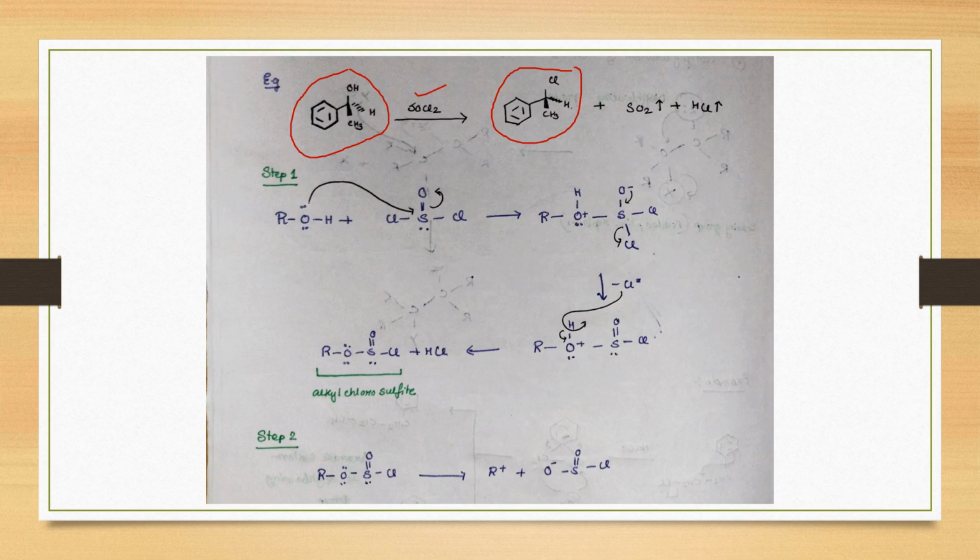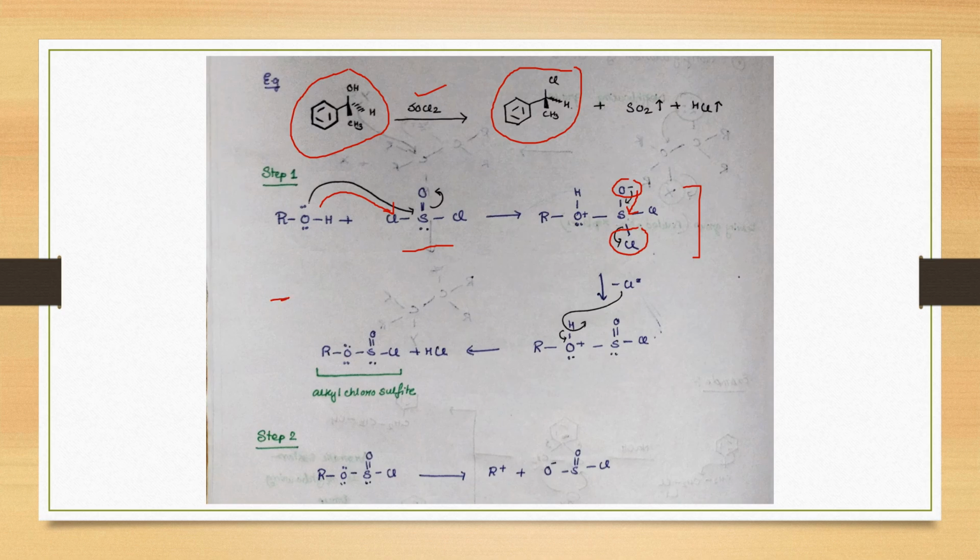The first step, R being any group, we have the ROH. The lone pair of this oxygen will attack the electrophilic center of the SOCl2, which plays an important role in this SNi. After getting attacked by the lone pair of the oxygen, it will form an intermediate like this. However, oxygen having the negative charge is highly unstable. So the negative charge will come back, and chlorine being a very good leaving group, it will leave. This chlorine then will take up the hydrogen attached to the oxygen, and ultimately it will lead to the formation of an alkyl chlorosulfite intermediate.